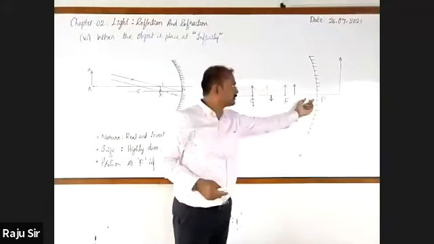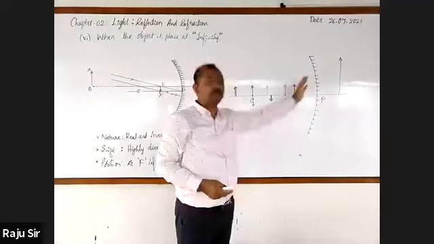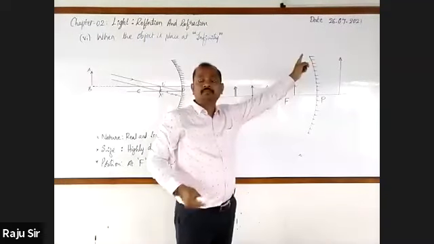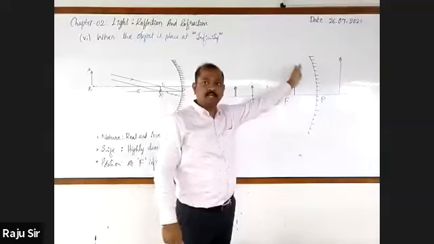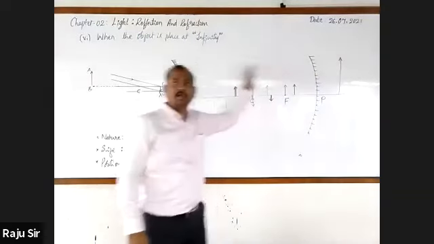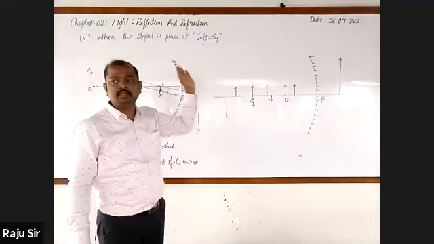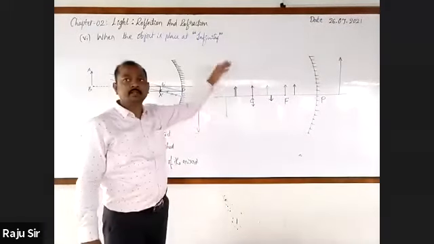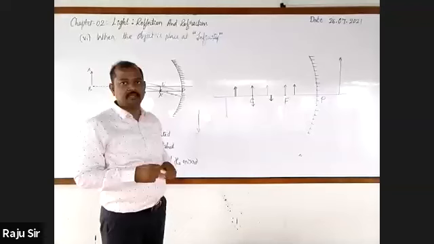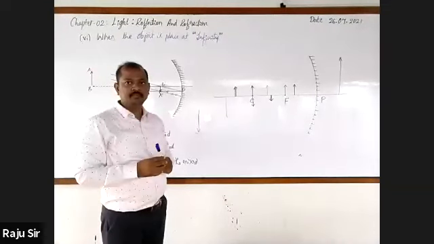In only the first case, when the object is placed between P and F, only then a virtual and erect image is formed. In all other positions, that is at F and even beyond F, in all other cases, the image will be real and inverted. Got it?